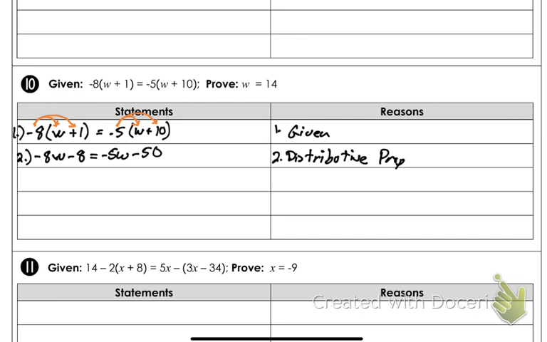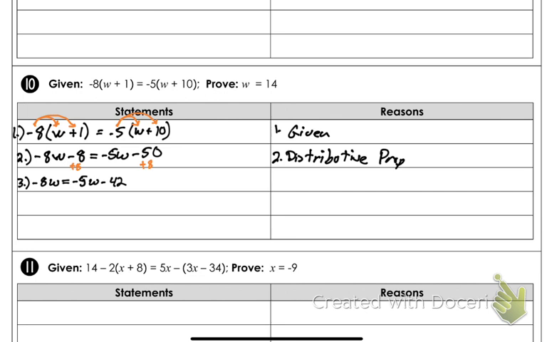Now what happens next is up to you, because we have multiple things we can do. We need to get all of the w's on one side and all of the numbers on the other side. So I'm going to add 8 to both sides, because I saw several people do this, so I'm going to stick with the one I saw the most. That would then give me -8w equals -5w minus 42.